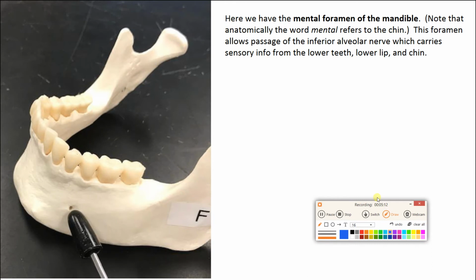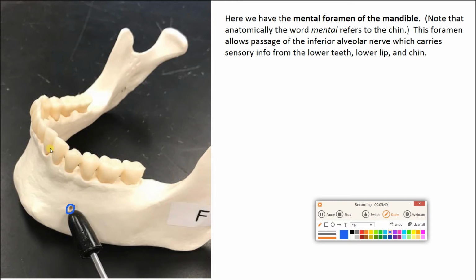That little hole is called the mental foramen. Now you might look at that word mental and your immediate thought would be, oh, brain, thinking. Well, the word mental anatomically refers to the chin. So your chin is technically your mental region, and this hole just on the lateral chin here is the mental foramen. There's a nerve called the inferior alveolar nerve, which slips through it.